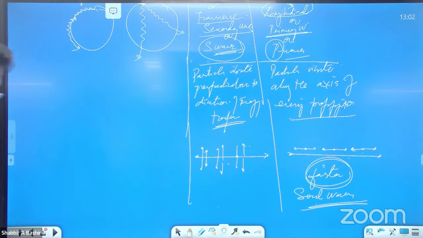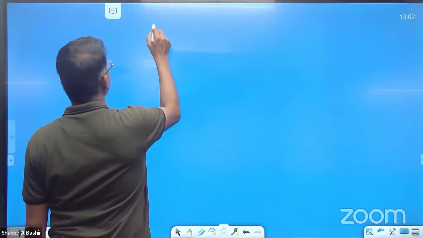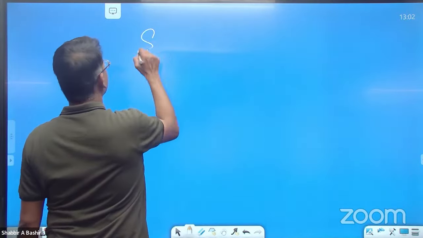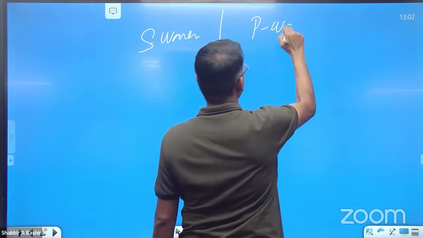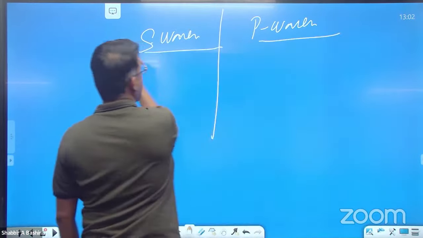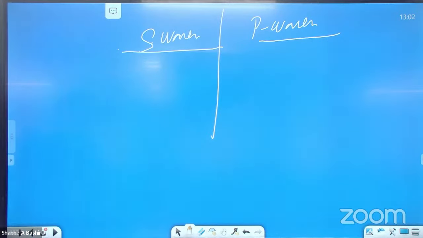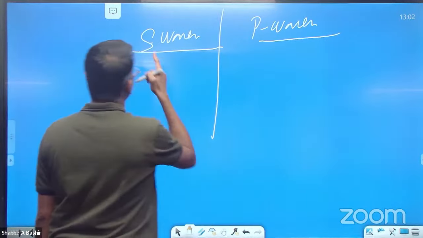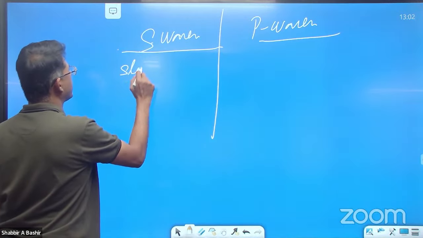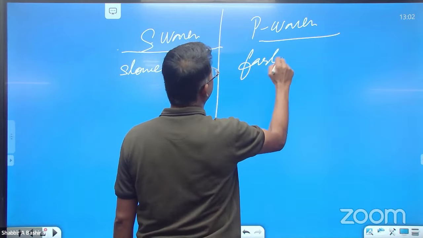Now I'll discuss a bit more on this. So we have the S waves and we have the P waves. Both are examples of mechanical waves. Both are because of the particles actually vibrating. S waves, I said, are relatively slower. The P waves are relatively faster.